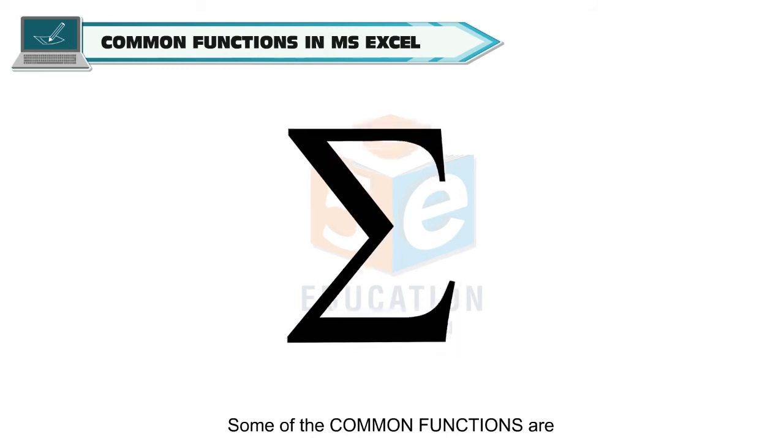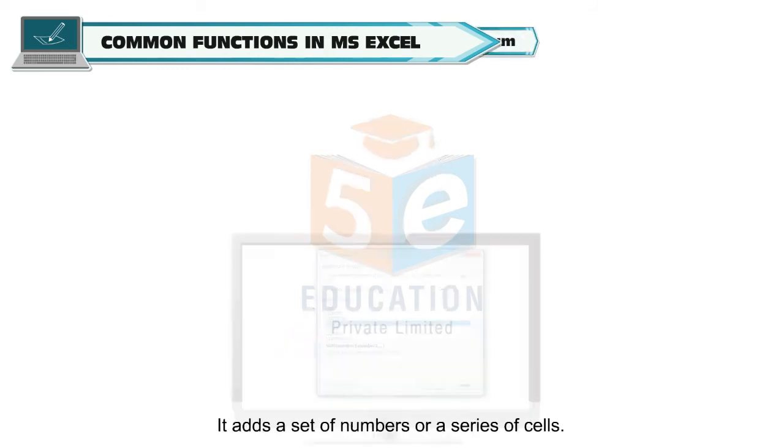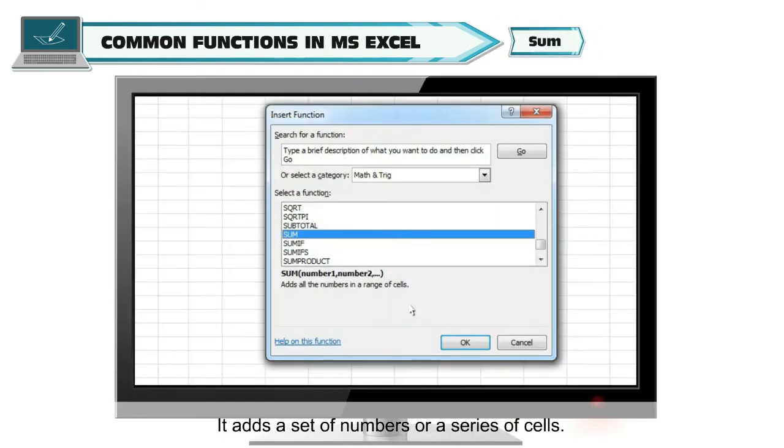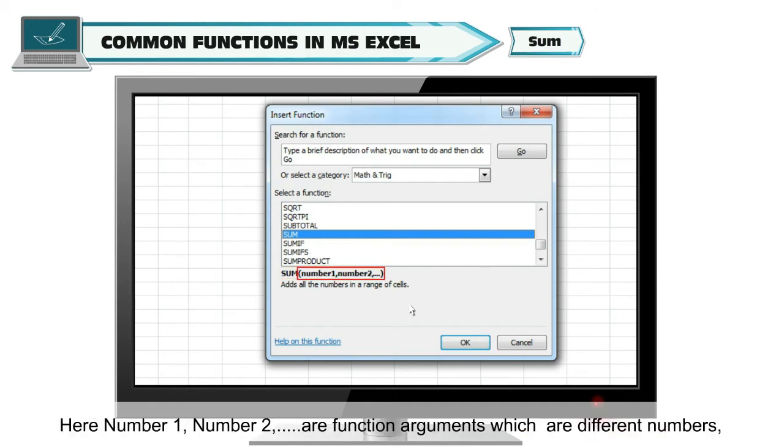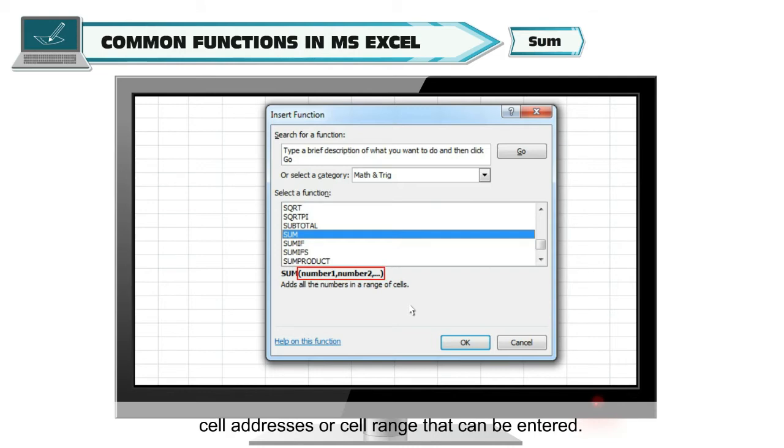Some of the common functions are: sum. It adds a set of numbers or a series of cells. The syntax for sum function is equal to sum and then in brackets number 1, comma, number 2 and so on. Here number 1, number 2, etc. are function arguments which are different numbers, cell addresses or cell range that can be entered.